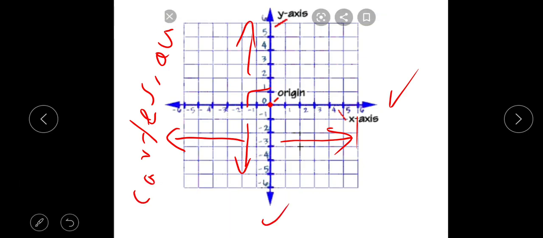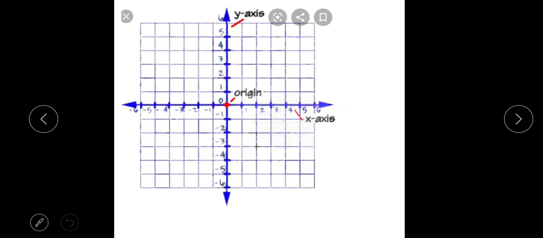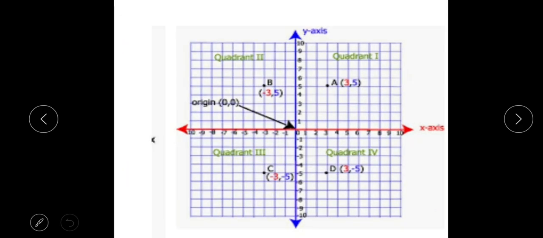While drawing these two lines, 4 parts are formed. This plane is divided into 4 parts. These 4 parts are called 4 quadrants: first quadrant, second quadrant, third quadrant and fourth quadrant. And the meeting point of these two line segments is called the origin.